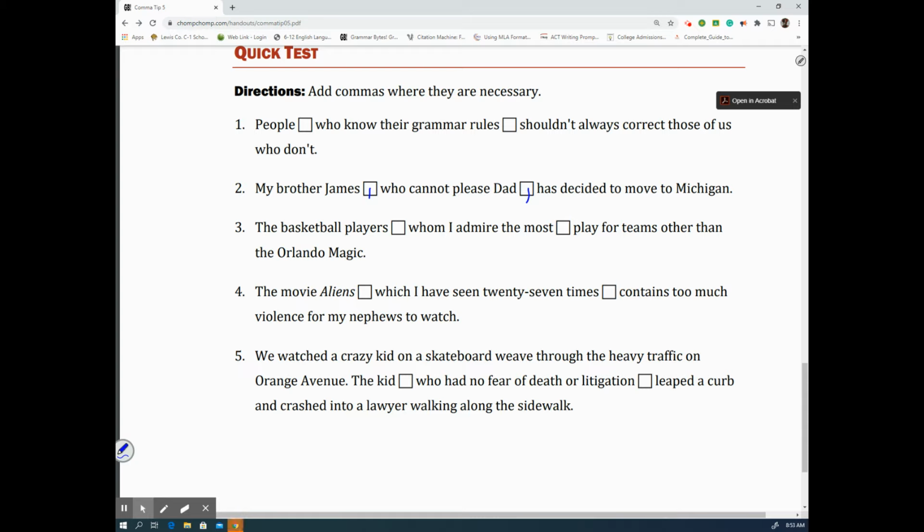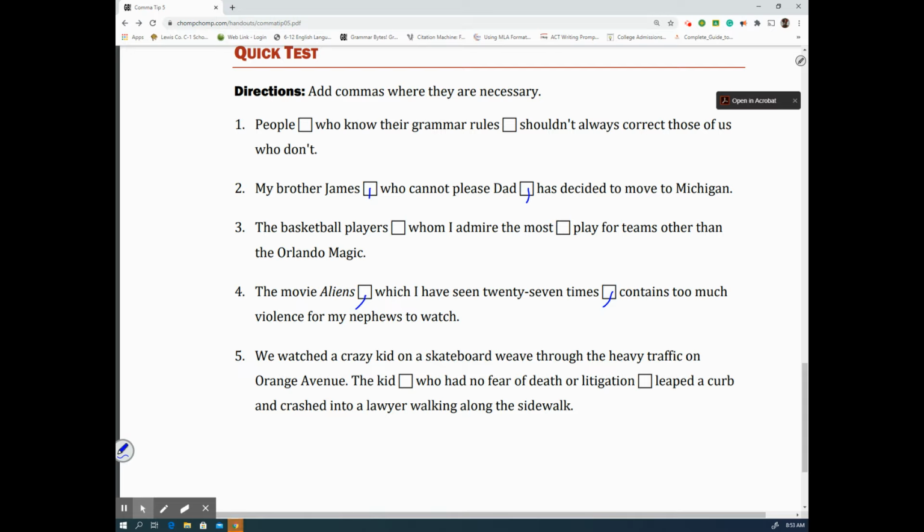Okay, next one. Basketball players whom I admire the most play for teams other than the Orlando Magic. Require commas or not? No, because basketball players are generic. There's a whole bunch of these dudes, right? The movie Aliens, which I've seen 27 times, contains too much violence for my nephews to watch. Yes. Does require them because we specifically named Aliens, right?